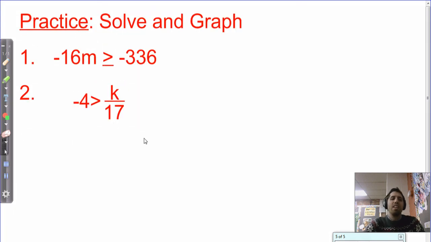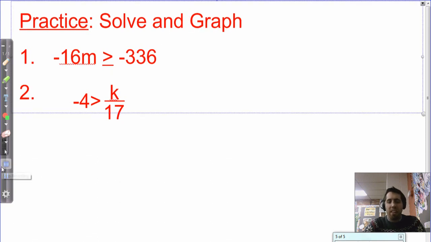These 2. Negative 16m is greater than or equal to negative 336. And number 2, negative 4 is greater than k over 17. So solve those and plot them or graph them for me. Thank you so much.